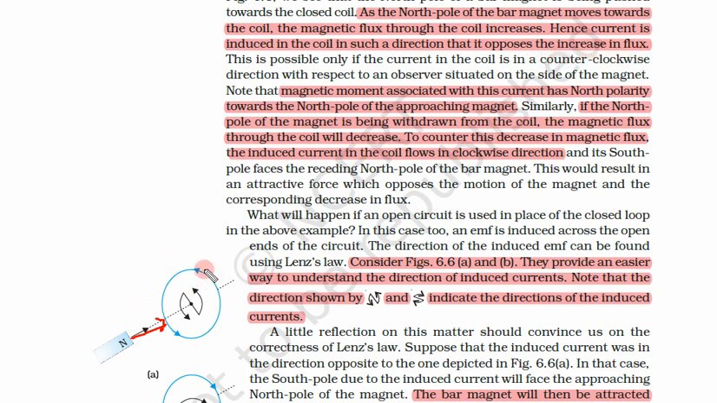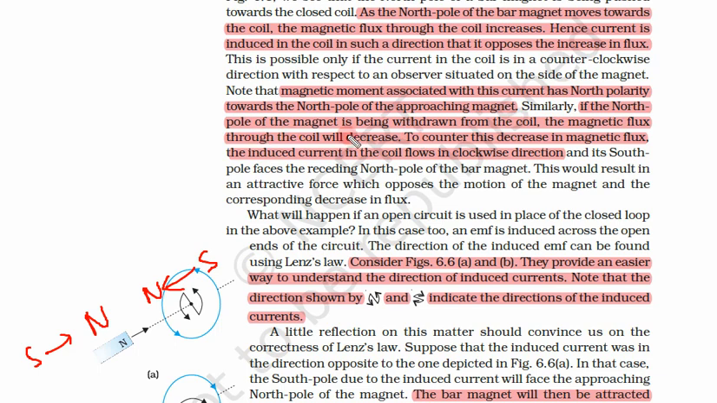So, that we have seen. So, the current is anti-clockwise. This anti-clockwise current will oppose this increase in flux, that we have already seen. Now, the magnetic moment associated with this current has north polarity towards the north pole of the approaching magnet, that we have also seen. If this is north pole, this is also producing north pole, because we have seen the direction in this way. Inside the magnet, the direction is from south to north, outside it is from north to south.